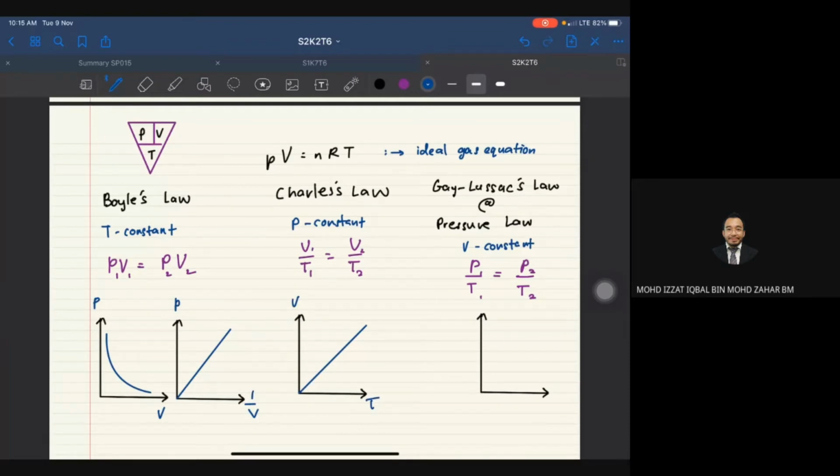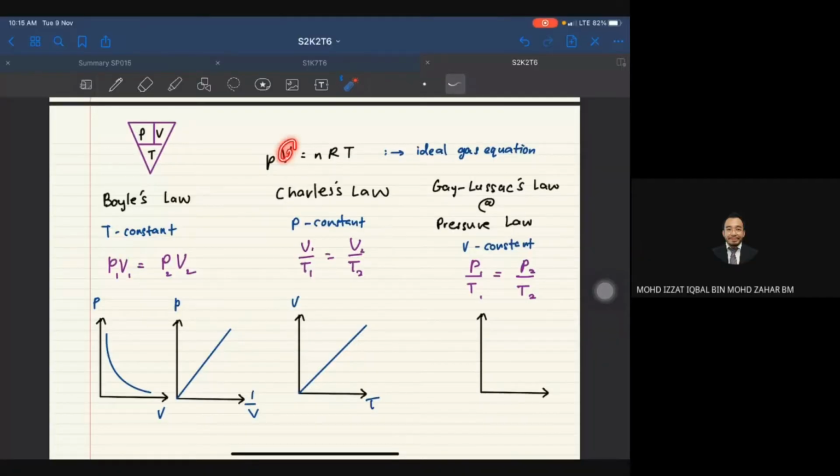And then the last one will be Gay-Lussac, where V is constant. So in this case, I can bring the V down here. So you can plot P against T, and then you will have a straight line. Okay.